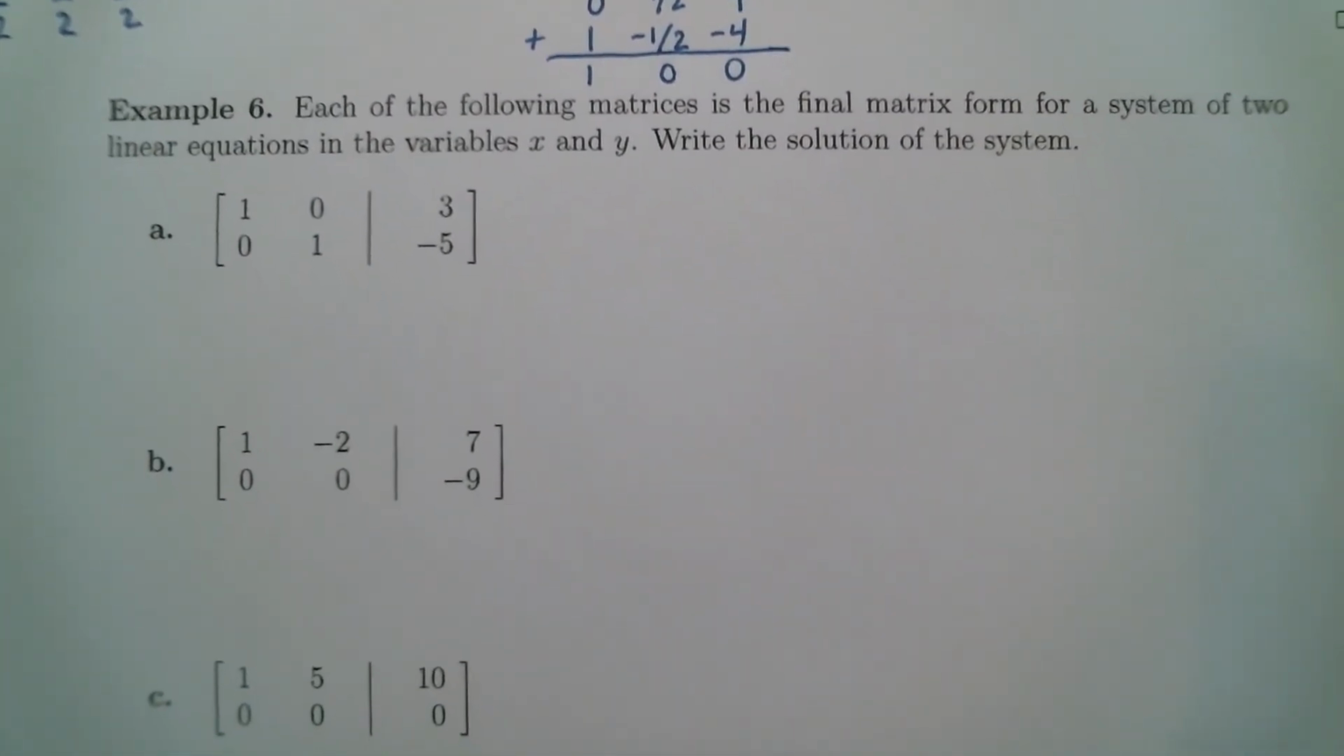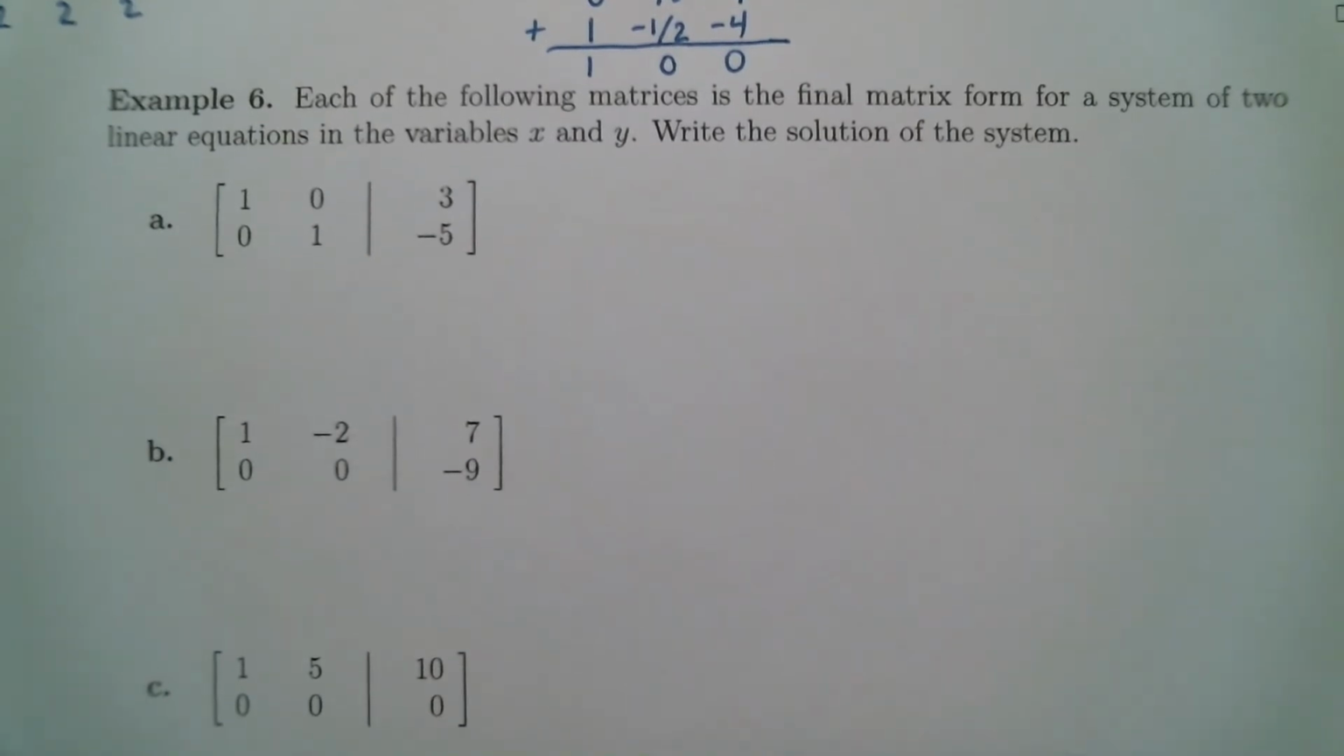So here we go. Trying to get you to see all 3 matrices at one time. We're not going to do Gauss-Jordan elimination here. You're assuming that the Gauss-Jordan elimination has already been done and this is the final matrix you ended up with. If you read the directions in example 6, it says each of the following matrices is in the final matrix form for a system of 2 linear equations in the variables x and y. Write the solution of the system.